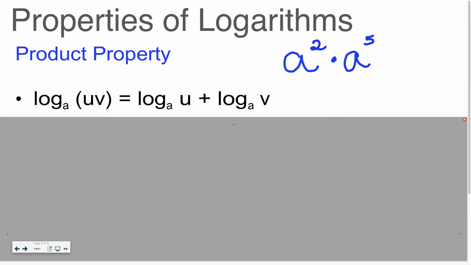So let's think about our exponential properties. If I had a squared times a to the 5th, we are multiplying with same bases. What do we do with our exponents? We add them. So when we have a product inside of our logarithm, then we're going to take that product and break it up into the sum of 2 logarithms. If there's a product with 3 values, you would break it up into the sum of 3 logarithms.